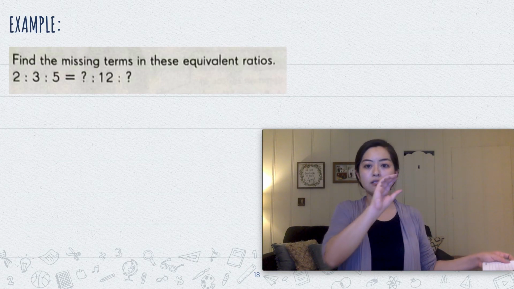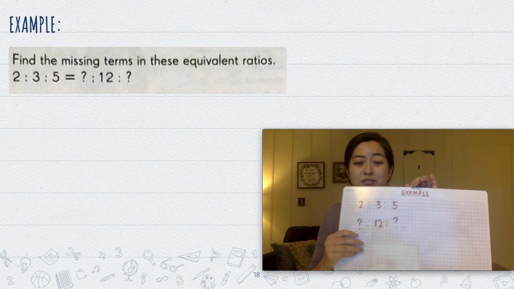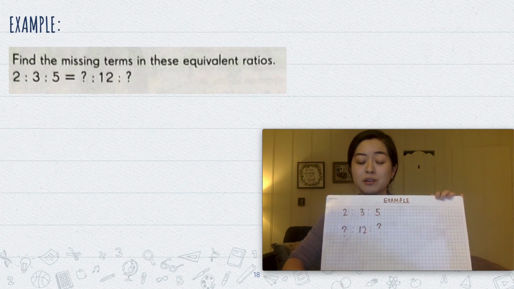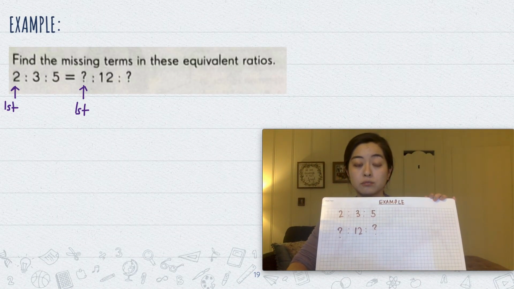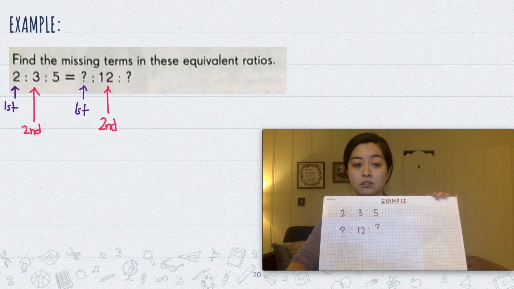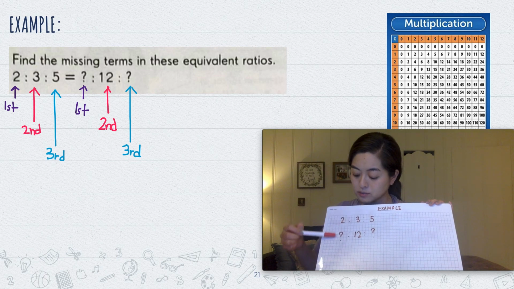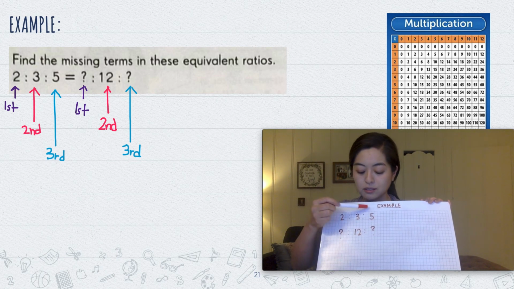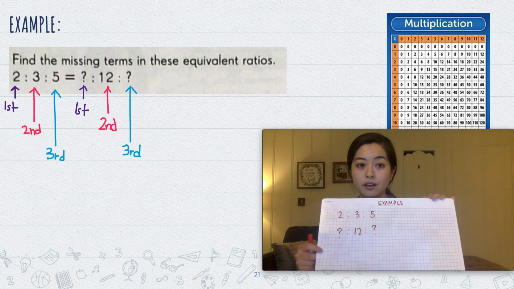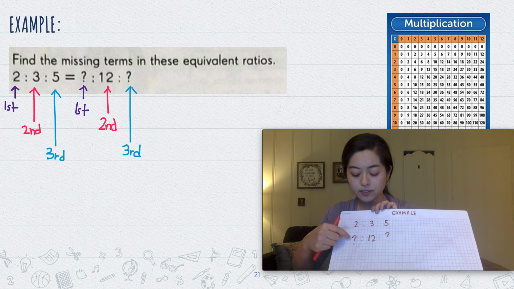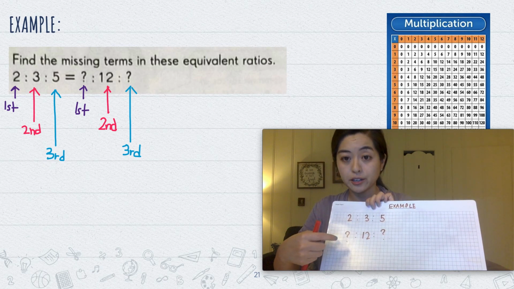So instead of putting it all across, I prefer to stack them, okay? Because I see that those two are my first terms, these two are my second terms, and those two are my third terms. So I'm stacking the first terms on top of each other, the second terms on top of each other, and the third terms on top of each other, okay? Now that I did this, I can figure out what this unknown quantity is here, okay?